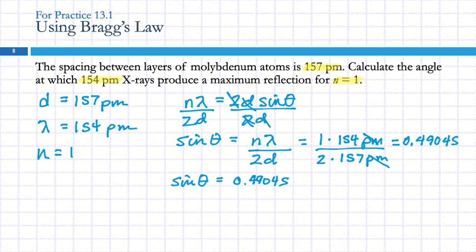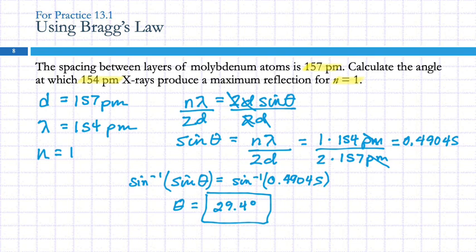Sine is a function, so we can't divide by it. We have to do the opposite function, which is inverse sine. So we're going to do inverse sine of both of these. And that tells me that theta is equal to 29.4 degrees.